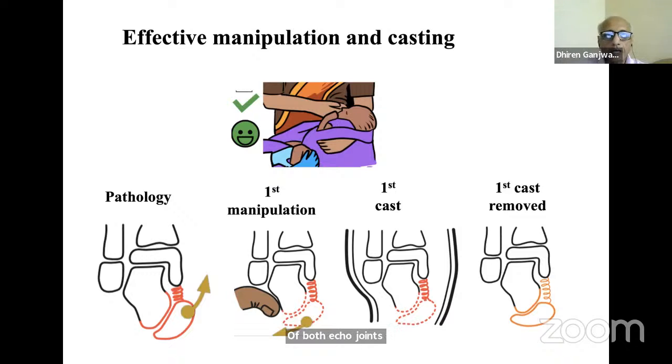Then there is a question, again a very practical question. When it's a second or third cast, after attaining what degree of forefoot abduction do you suggest starting the correction of equinus?